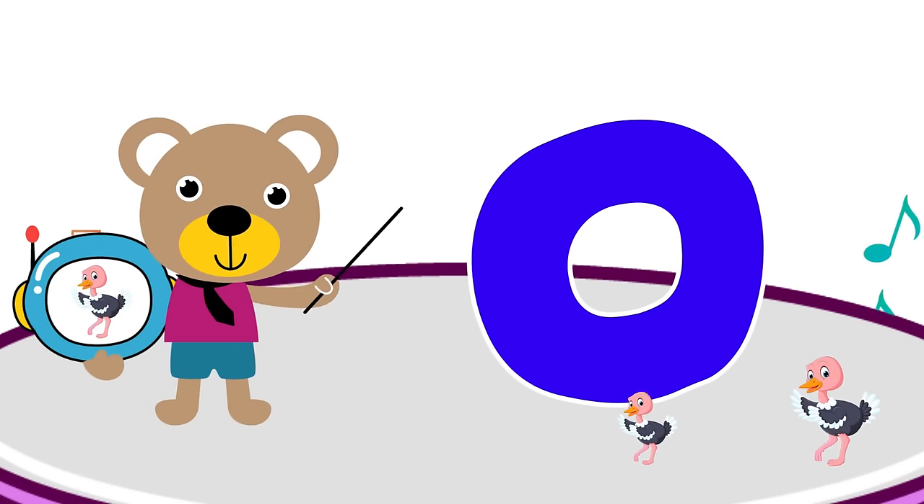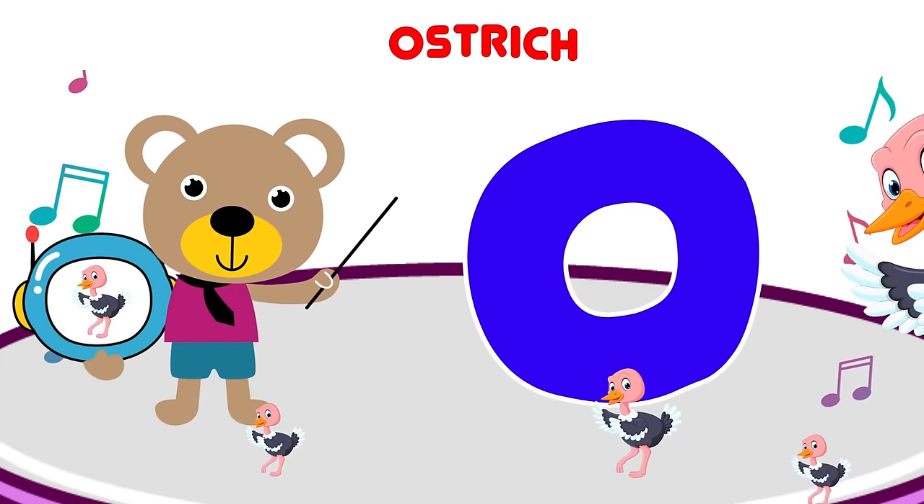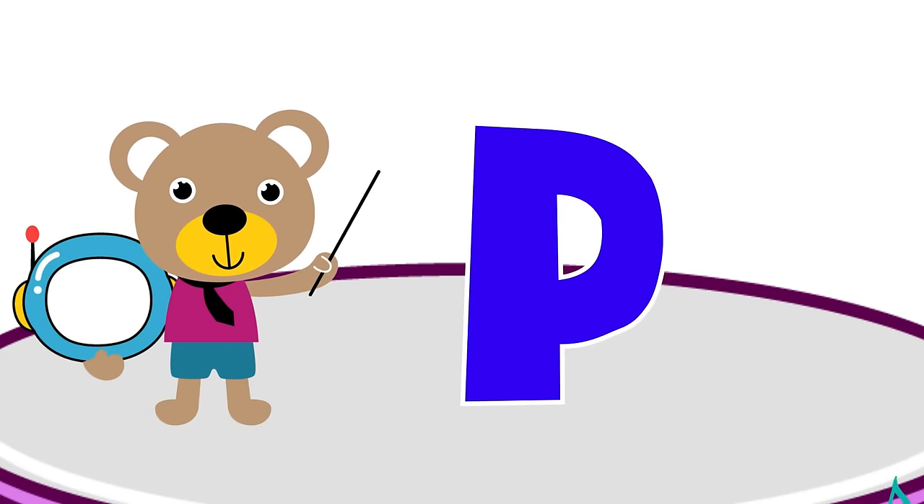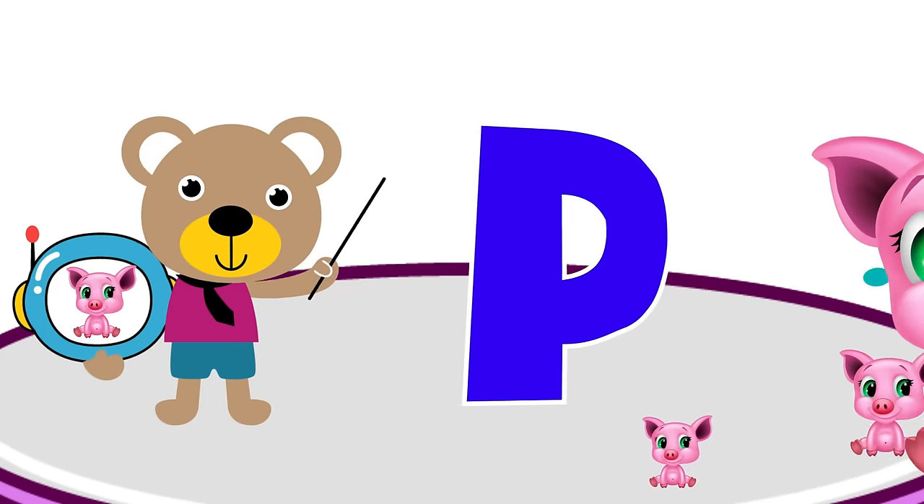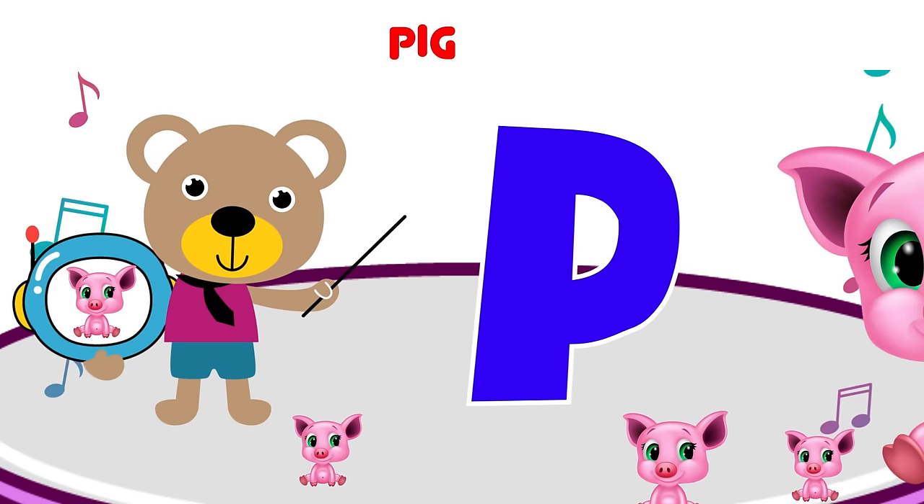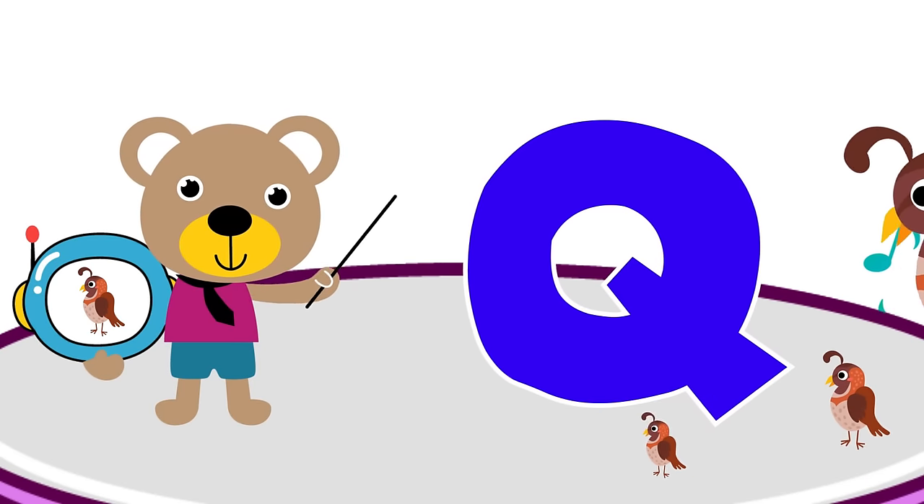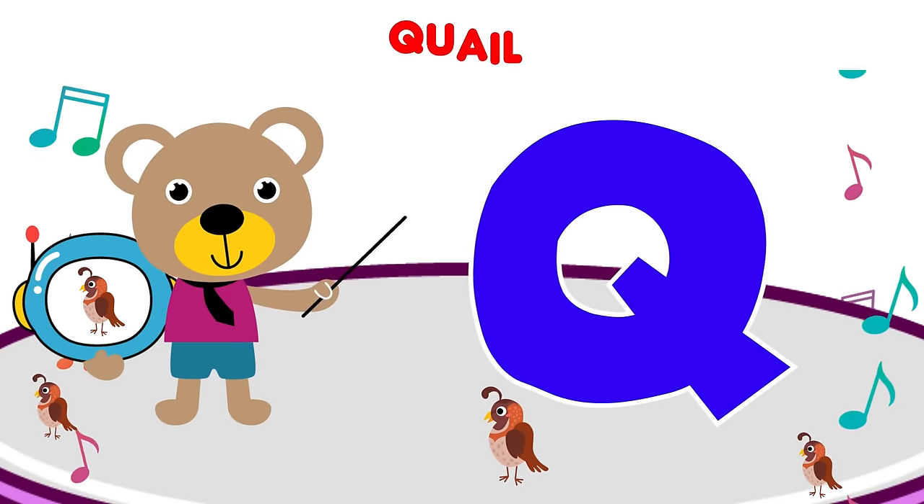O, o, ostrich. O, ostrich. P is for pig. P, p, pig. P, pig. Q is for quail. Q, q, quail.